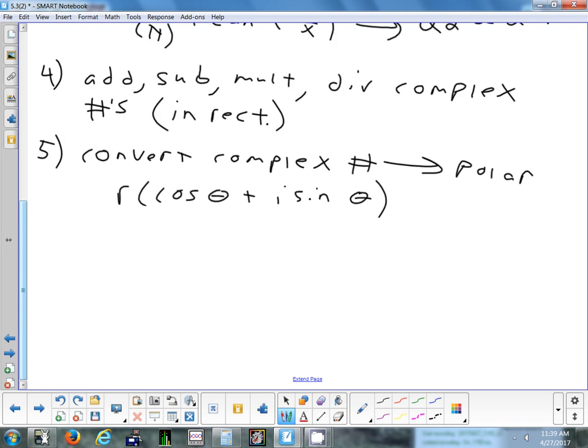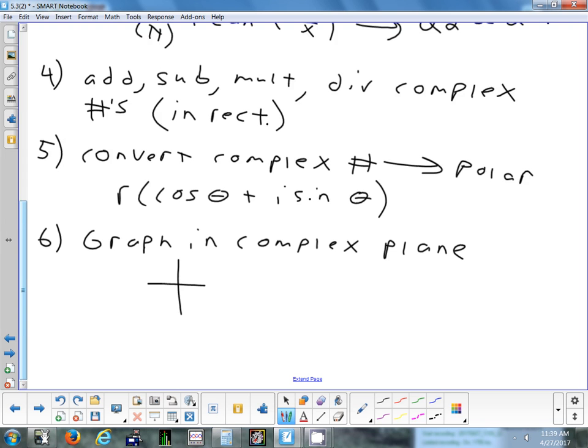All right. Sixth thing is graphing a complex number in the complex plane. So graph in complex plane. Which axis is the real axis? Which way does that one go? Horizontal. That's horizontal. And the imaginary would obviously be vertical. Okay, so you're going to have a couple problems where you have to just do a graph.